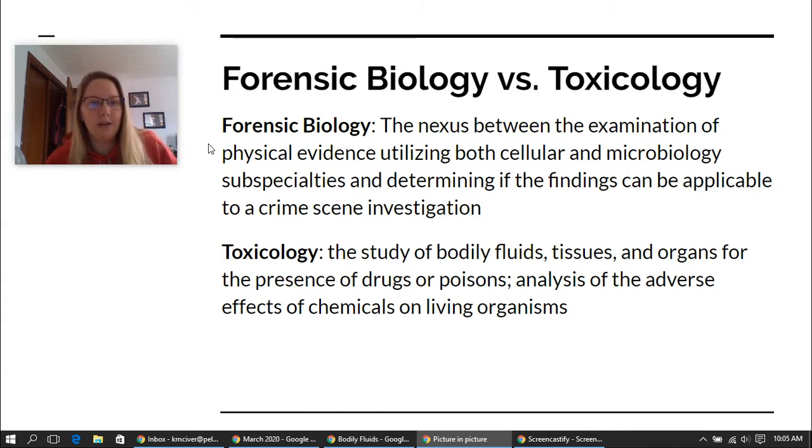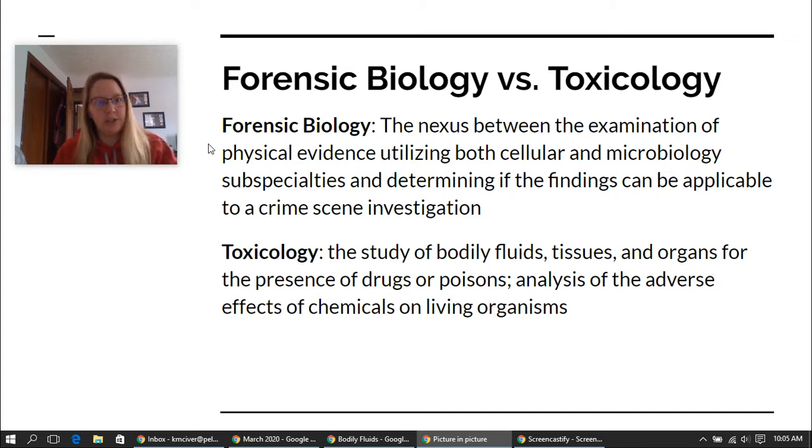So forensic biology is the nexus between the examination of physical evidence that utilizes both cellular and microbiology subspecialties in determining if the findings are applicable to crime scene investigation and then in the court of law. So it's really taking all of the fields of biology, mostly cellular and microbiology, and then determining whether or not that evidence can be applicable and admissible in court.